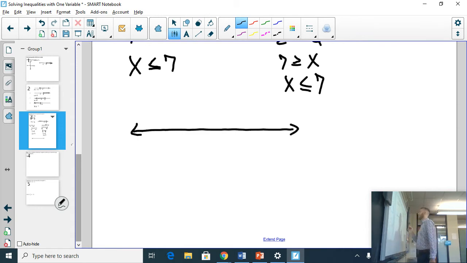So now at the end we actually have x is less than or equal to 7. So maybe 0's there, maybe 7's up here. Less than or equal to, so we're going to color in that dot, and then less than is to the left. Right?